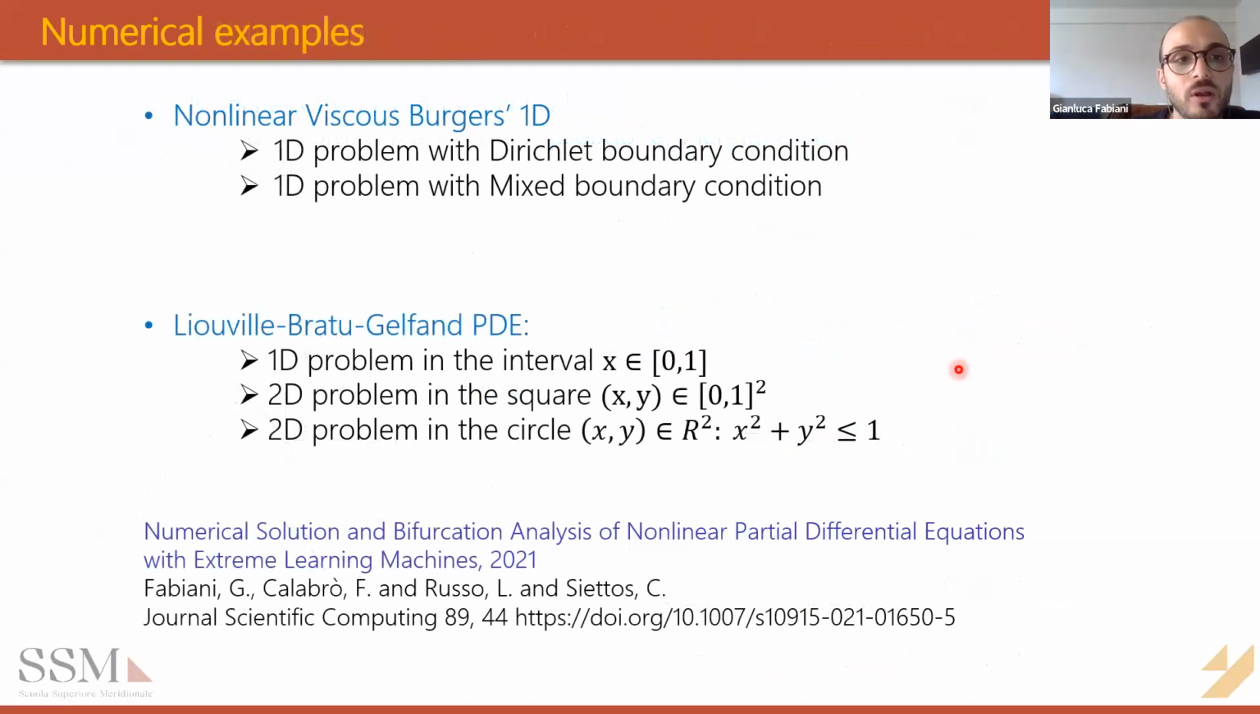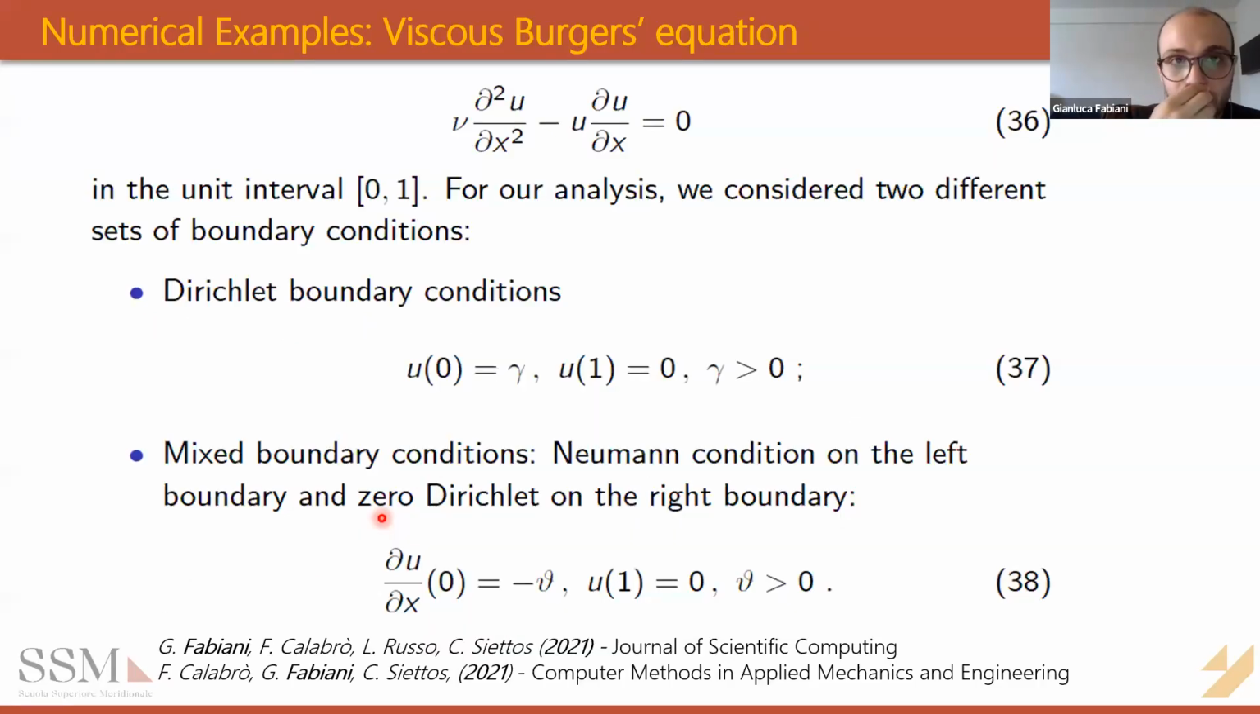As examples, I consider the nonlinear viscous Burgers equation in one dimension with two kinds of boundary conditions, Dirichlet and mixed. We also consider the Liouville-Bratu-Gelfand PDE, both in one and two dimensions, in a square domain and a circular domain, as proposed in this paper by us. So let's look at Burgers. This is a simple nonlinear equation. We consider a Dirichlet boundary condition, with gamma on the left and 0 on the right. And we also consider Neumann on the left with minus theta and Dirichlet on the right, 0.